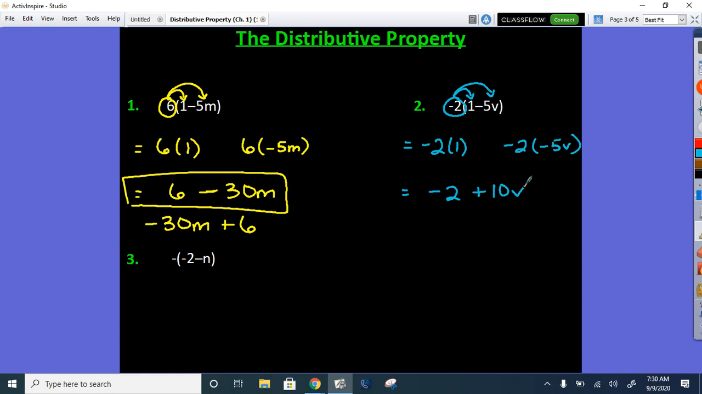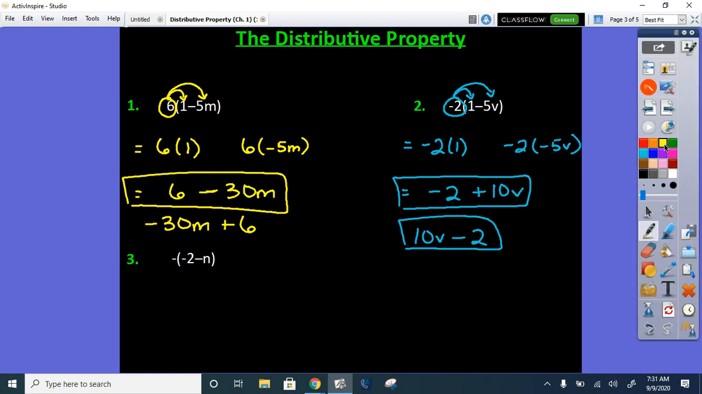I could leave it like this because I have one that has a variable v and one that does not. They are unlike terms. Or I could reverse it, meaning I could put my 10v first. This time I don't need an addition sign because it's coming first in my line. It's implied it's positive. And then minus 2. Both are equivalent solutions.